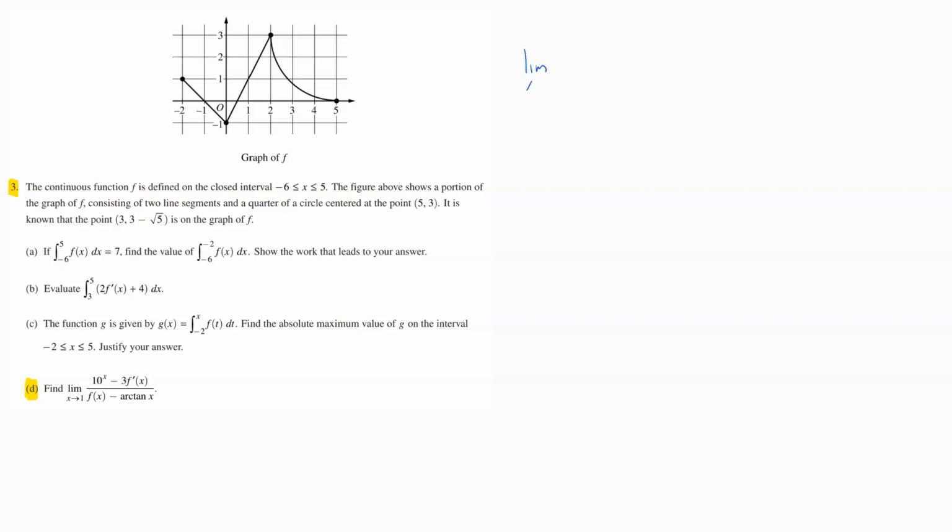So we have the limit as x approaches 1 of 10 to the x minus 3 times f prime of x, all over f of x minus the arctangent, or the tangent inverse, of x. So I always tell people option 1 on any limit problem is to just go ahead and plug that value in for all the x's you see. So everywhere we see an x in this limit, we're going to plug that in. So we would get 10 to the first minus 3 times f prime of 1, all over f of 1 minus the arctangent, or the inverse tangent, of 1.